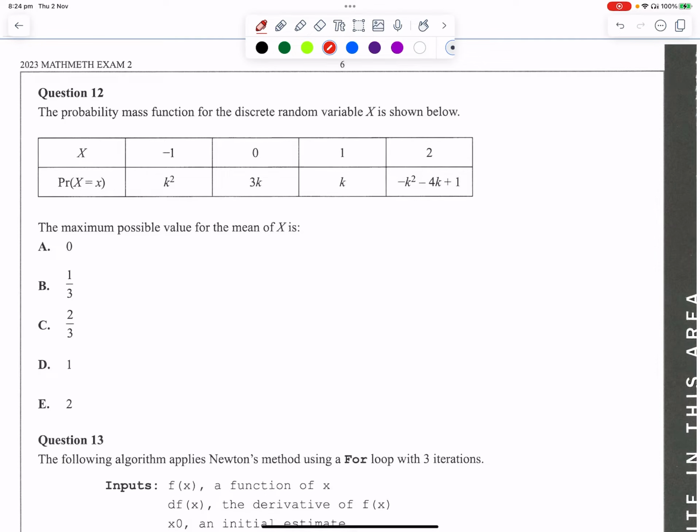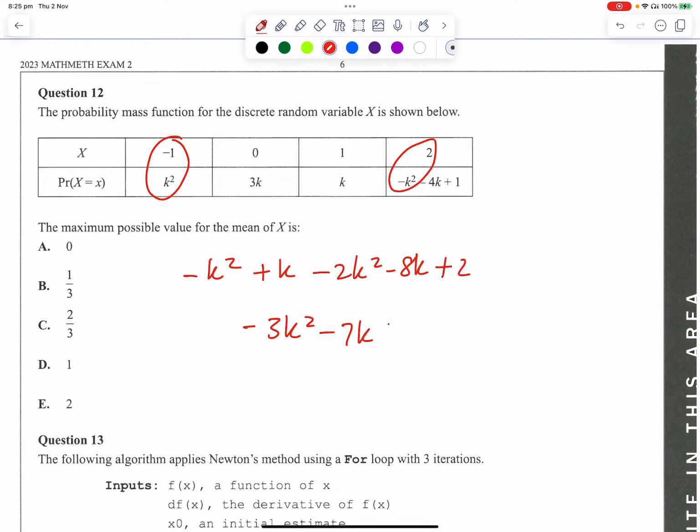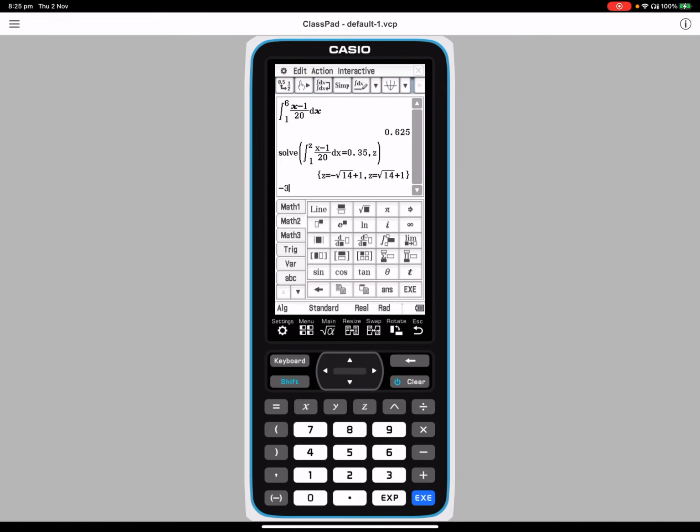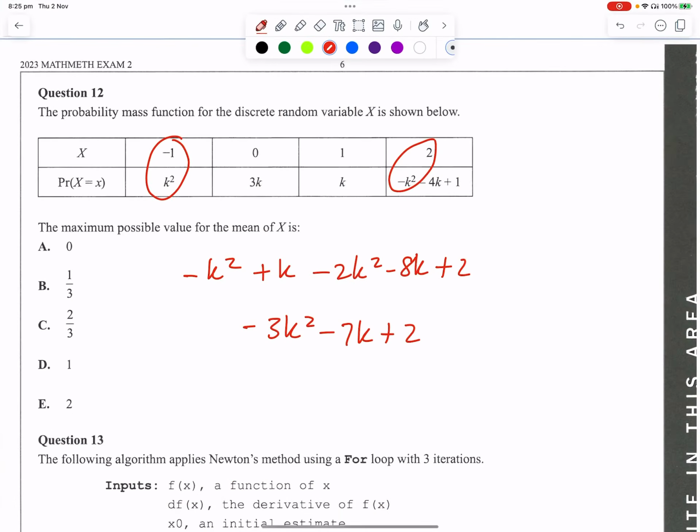So let's find the mean. Multiply those together, -k squared, 0 plus k minus 2k squared, minus 8k plus 2. -3k squared minus 7k plus 2, -3x squared minus 7x plus, what was it? 2.